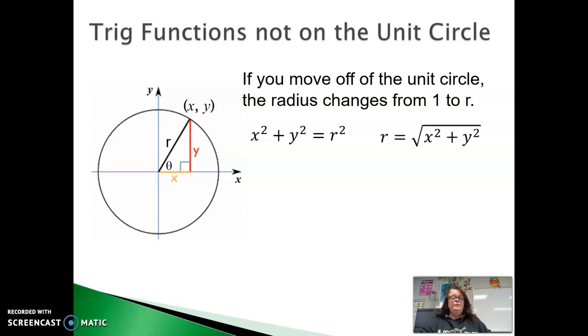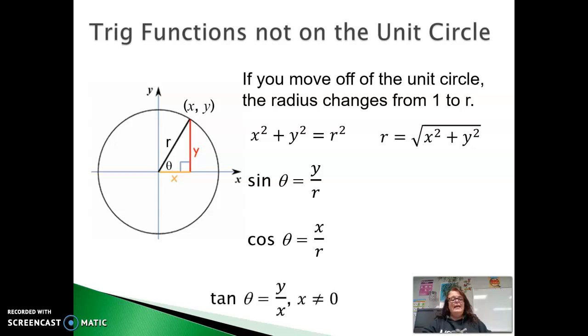And so if we took the square root of both sides, the length of the radius is the square root of x squared plus y squared. So now, instead of sine being just y, it's going to be opposite over hypotenuse, which is y over r. Our cosine value is going to be adjacent over hypotenuse, which is x over r. Tangent is still opposite over adjacent, which is y over x.